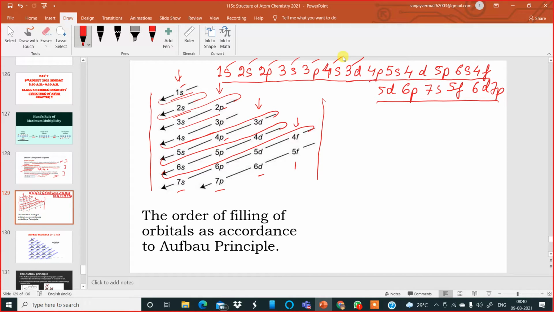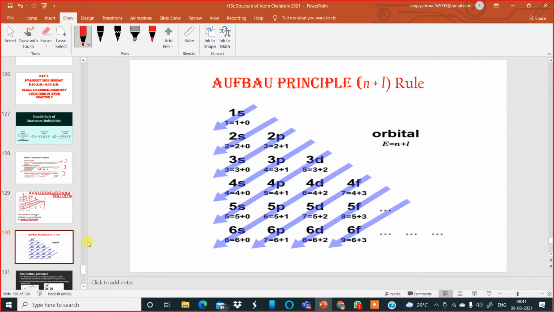Then comes 4p, then 5s, 4d, and so on. Okay, so this is what you must remember, and this is according to the Aufbau principle. This is according to the Aufbau principle. Now, let us have a look at the other slide.